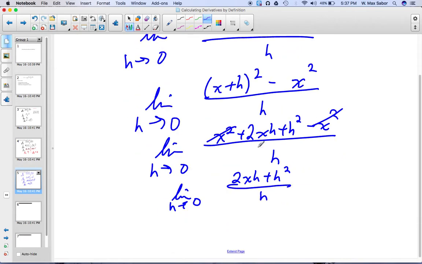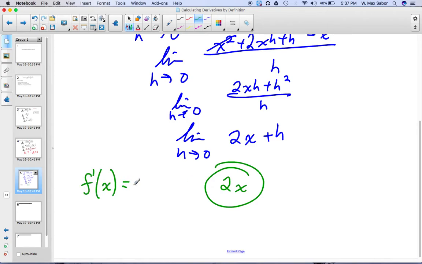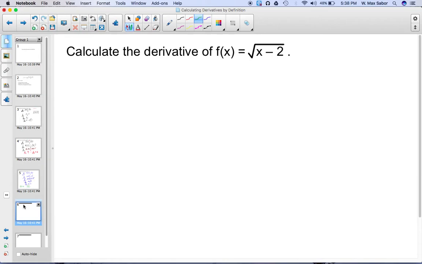Now, these h's can cancel. We can divide out the h, and we're left with 2x plus h. Now that we have it simplified completely, we can let h approach 0, which means that our answer is 2x. So if we wanted to find the derivative of that function, we would plug it into 2x to find the slope at any point. Calculate the derivative of this.